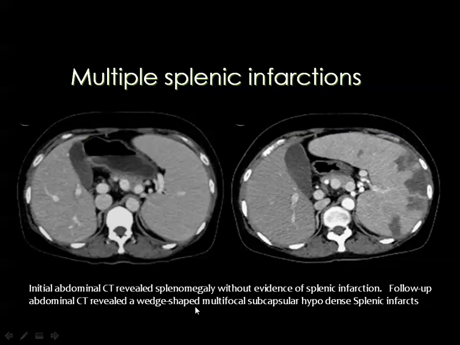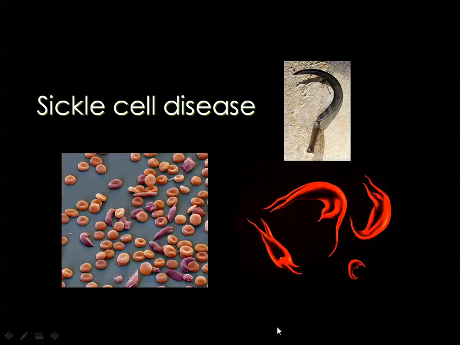And you know that the patient with splenomegaly or the enlarged spleen is usually prone or susceptible for the development of multiple infarction. This is the spleen with no evidence of infarctions, and this is the follow-up study showing the development of multiple patchy hypodensity enhancing subcapsular areas representing splenic infarctions.